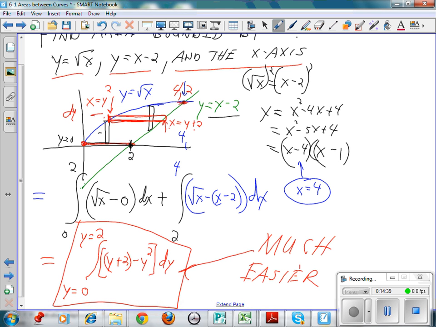You get to choose. So in this video, I showed you how you could decide to make your rectangles go either in the x direction or the y direction. One way might be easier than another. I showed you how to use symmetry to make your integrals easier. And I also showed you to be careful if there's an intersection of your curves, you might need multiple integrals in order to define your areas.